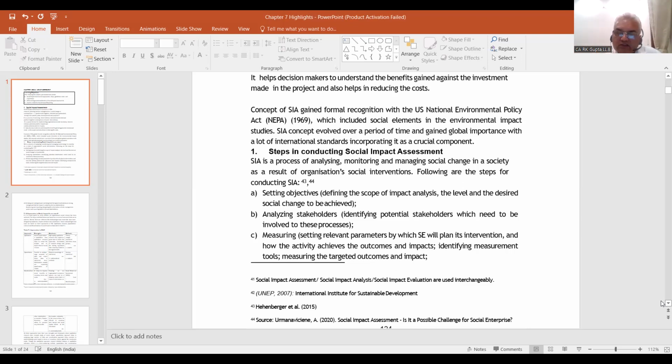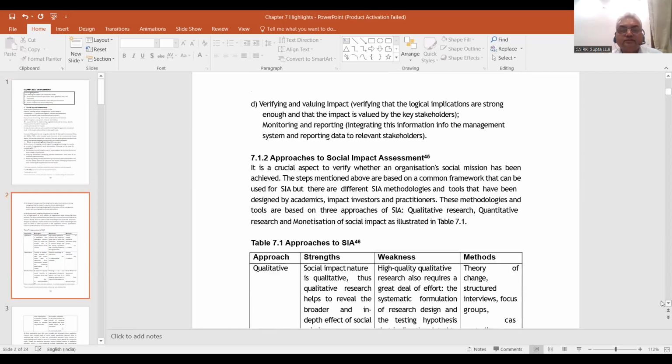So first of all, you have to set the objectives. What is the objective you want to achieve by conducting this social impact assessment? Then you have to analyze the stakeholders, because only by analyzing the stakeholders will you be able to identify the positive or negative impact or direct or indirect impact on such stakeholders. Then you have to measure the relevant parameters by which the social enterprise will plan its interventions and how the activity achieves the outcomes and impacts, identifying measurement tools, measuring the targeted outcomes and impacts.